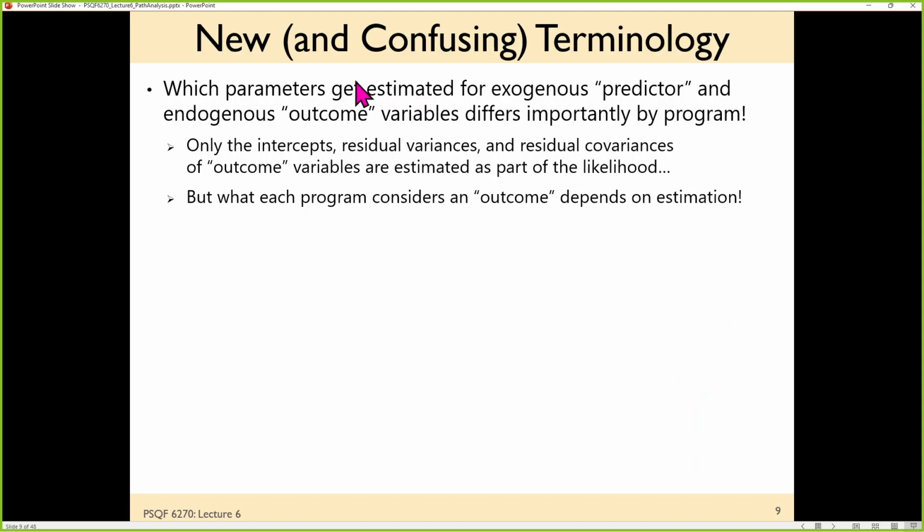So what parameters get estimated depends on your software and what it's doing with respect to missing data. So if you have an outcome, then each variable that's an outcome will get an estimated intercept, a residual variance if you're in normal land, and any potential residual covariances of it with other stuff.